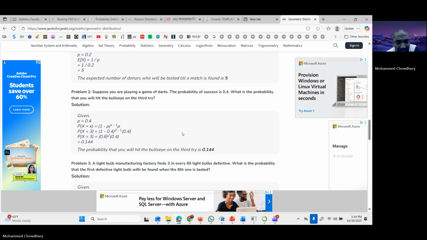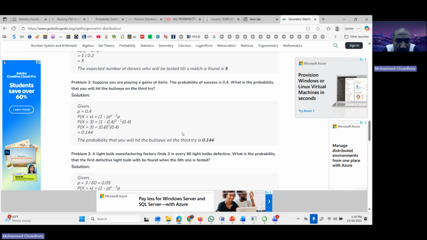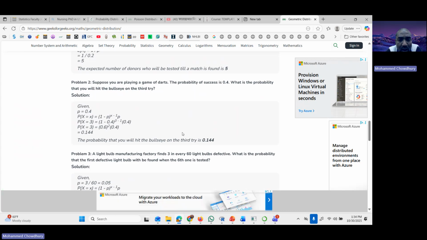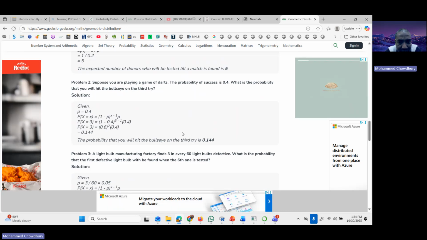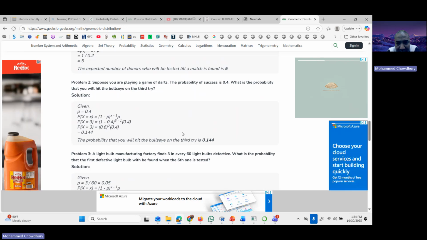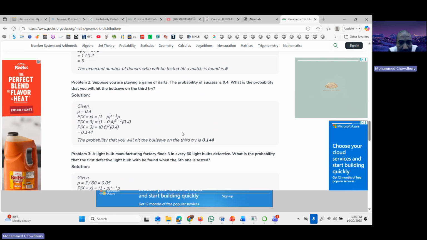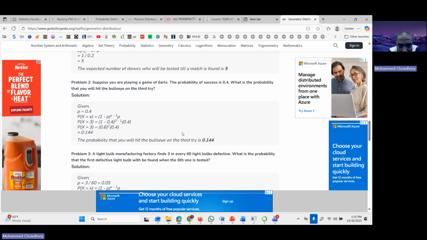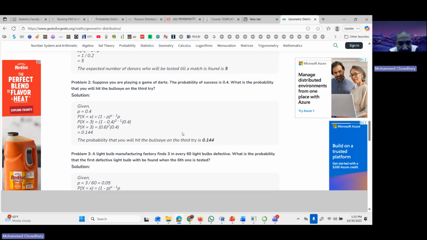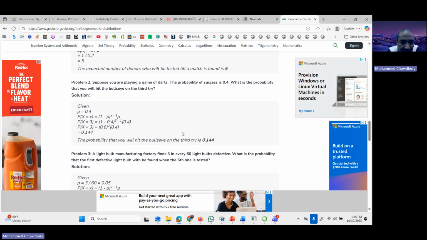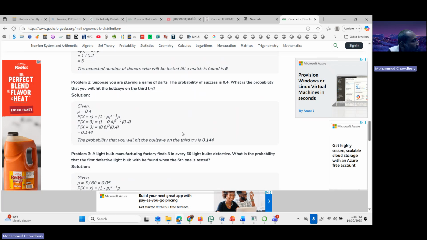Okay. After that, suppose you are playing a game of darts. The probability of success is 0.4. What is the probability that you will hit the bullseye on the third try? That means 2 failures and the third a success, right? So (1 minus p) to the power x minus 1 times p gives you 0.144.